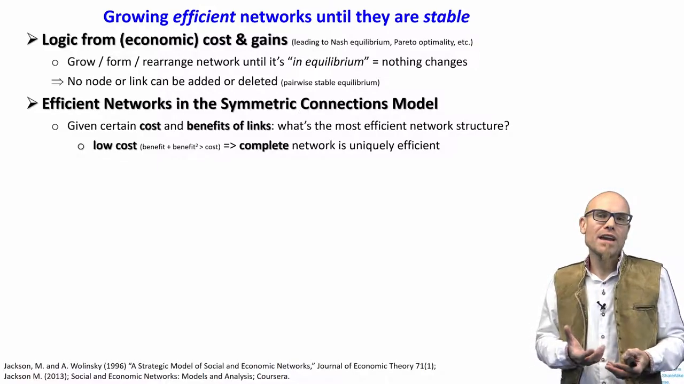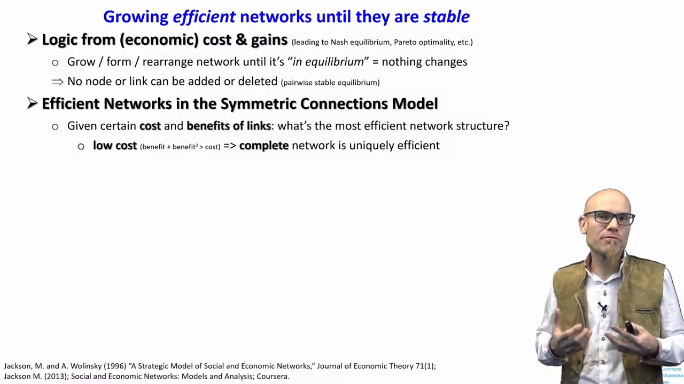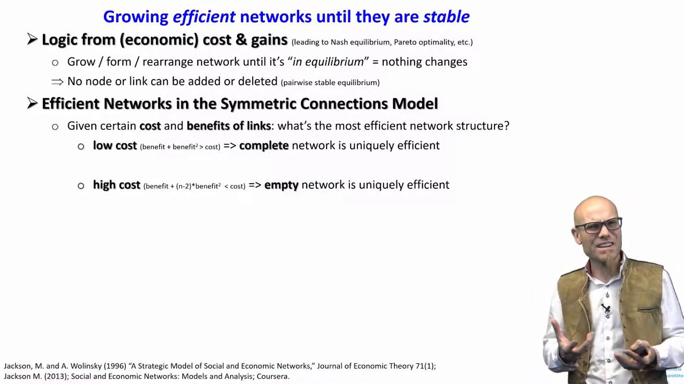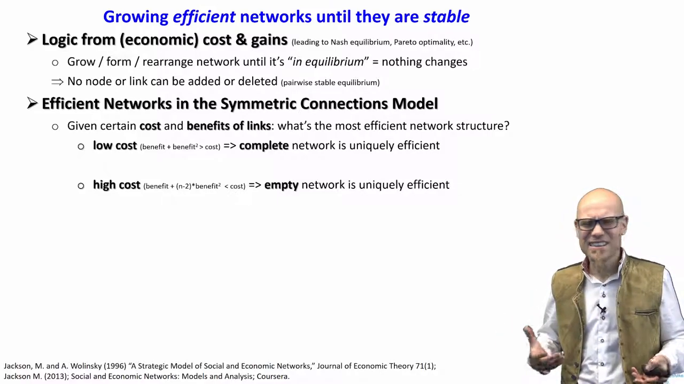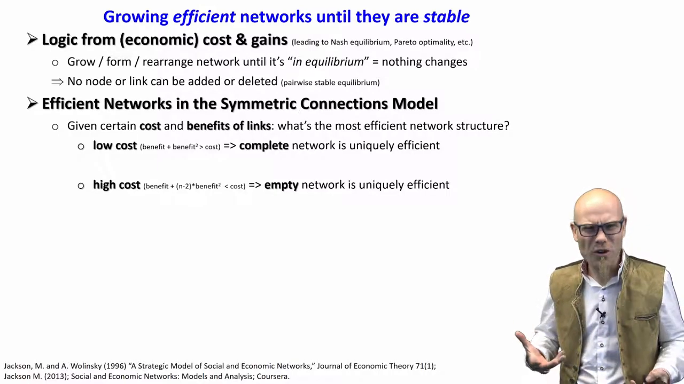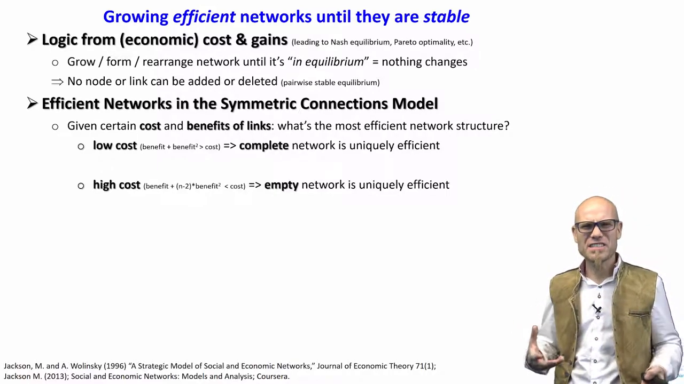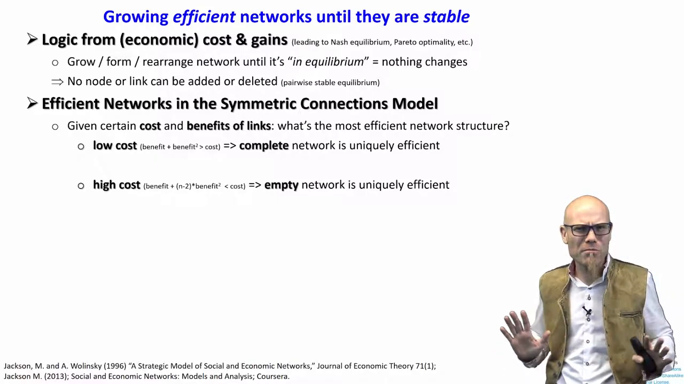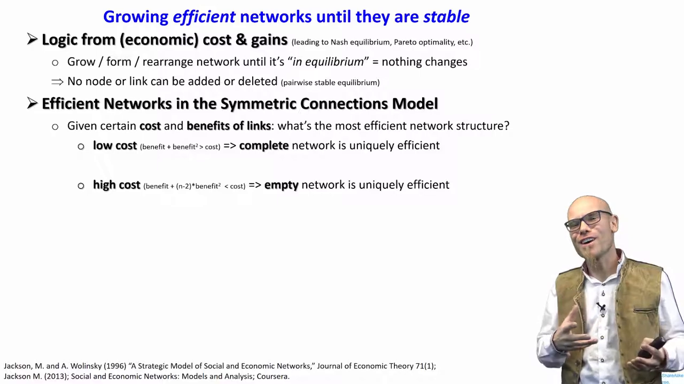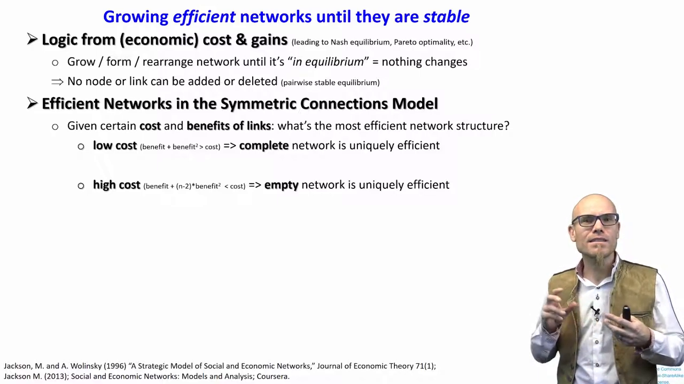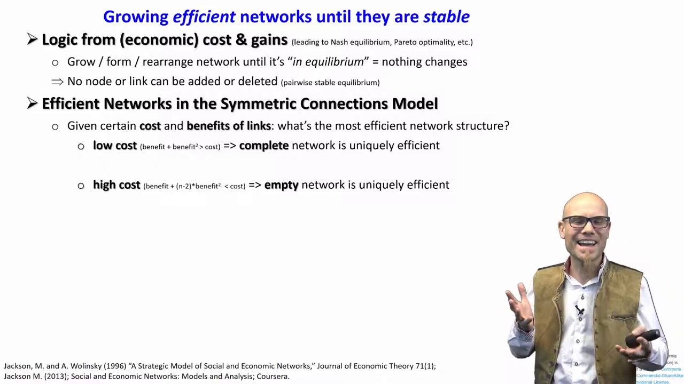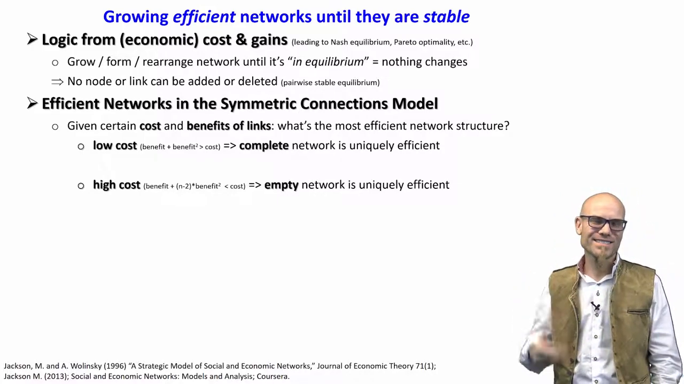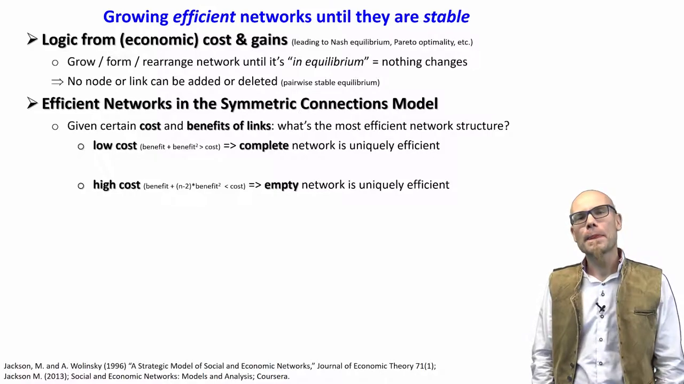Now, on the other hand, if my cost of maintaining a connection is much higher than the benefit that I get from it, then I just cut ties, right? If all your friends are extremely annoying and just steal your time and your money and so forth, you better just stay at home by yourself. So if the cost is much higher than the benefit, then the empty network would be uniquely efficient. Otherwise, if there's very low cost, the completely connected network is unique.